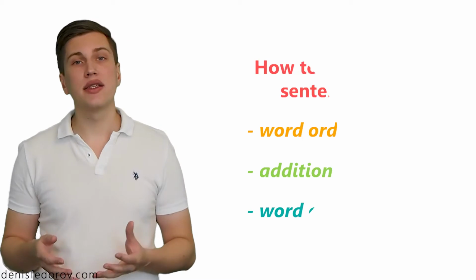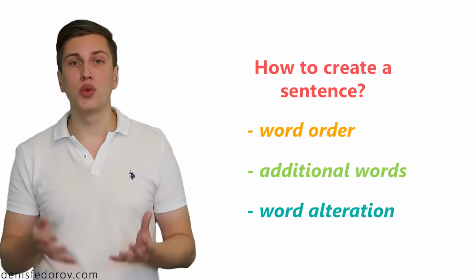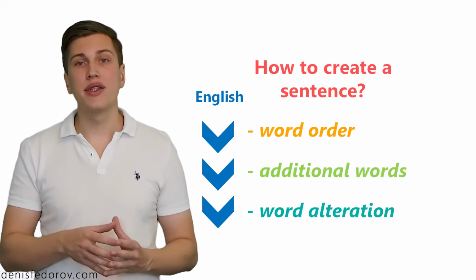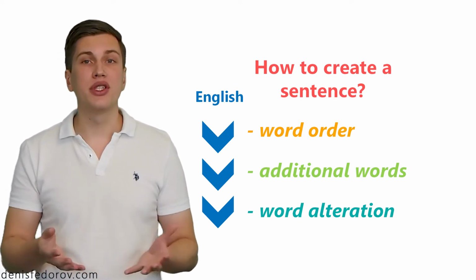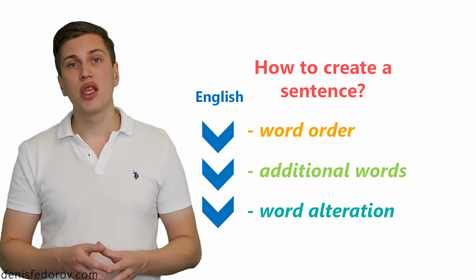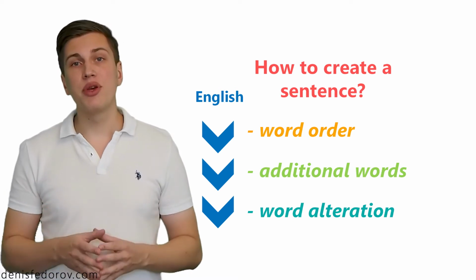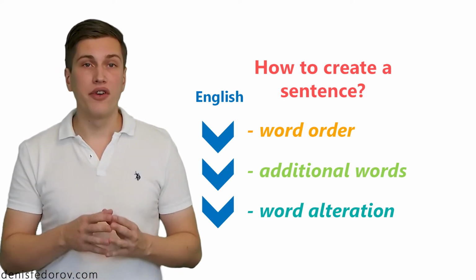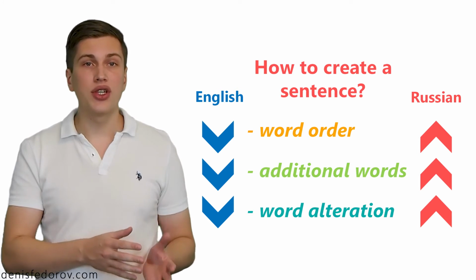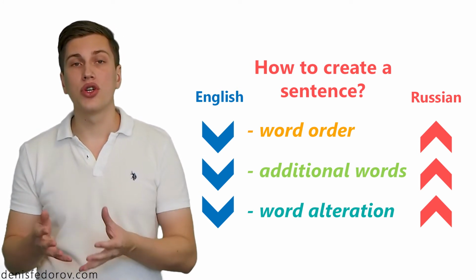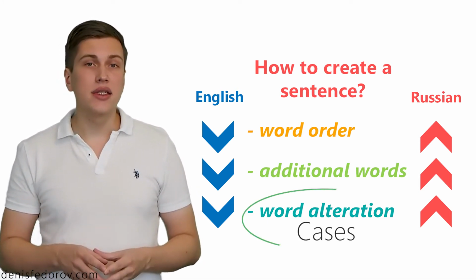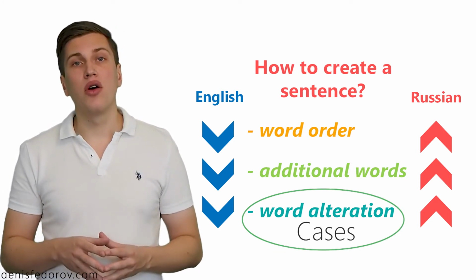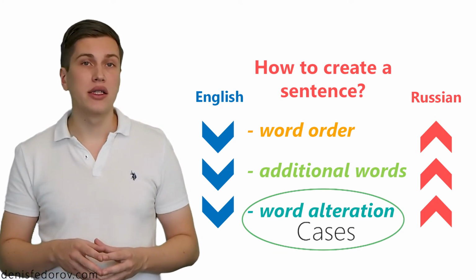So in English, to make sentences understandable, the main instrument would be the word order, then adding other auxiliary words like prepositions, and only then word alteration. In Russian, the picture looks exactly reversed. First comes word alteration, then adding words, then word order. And cases are an essential part of this word alteration mechanism. So, generally, cases are just one of the tools of this word alteration mechanism, not the only tool.